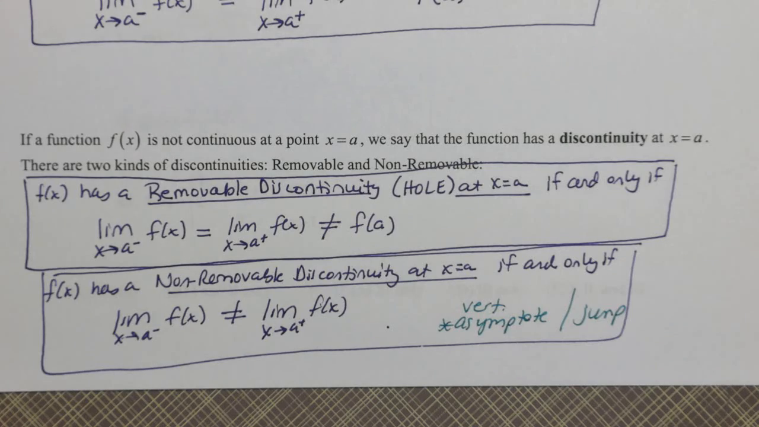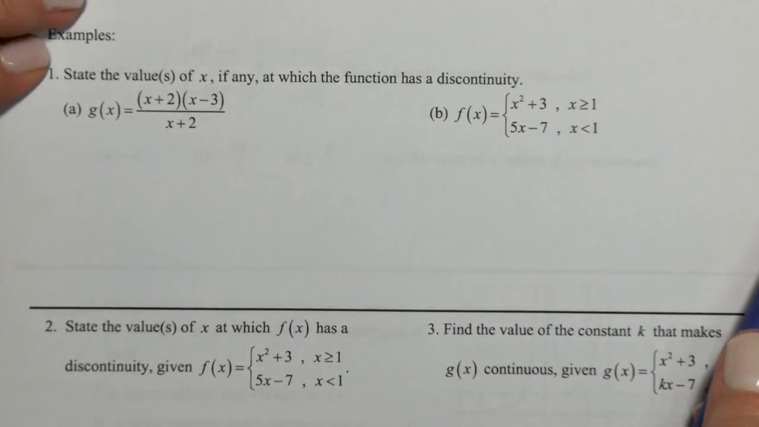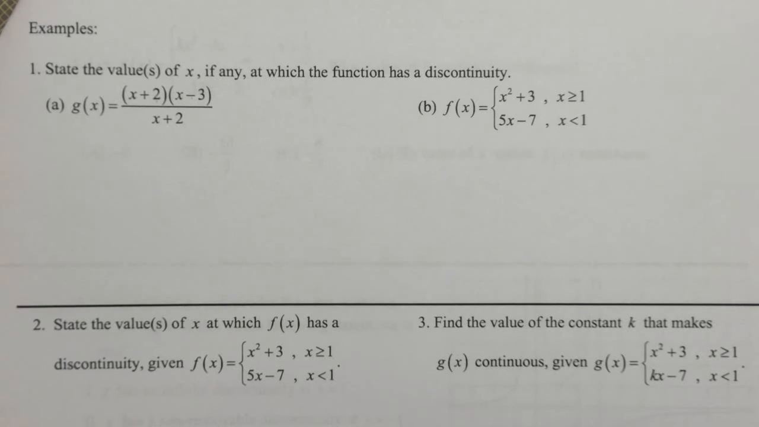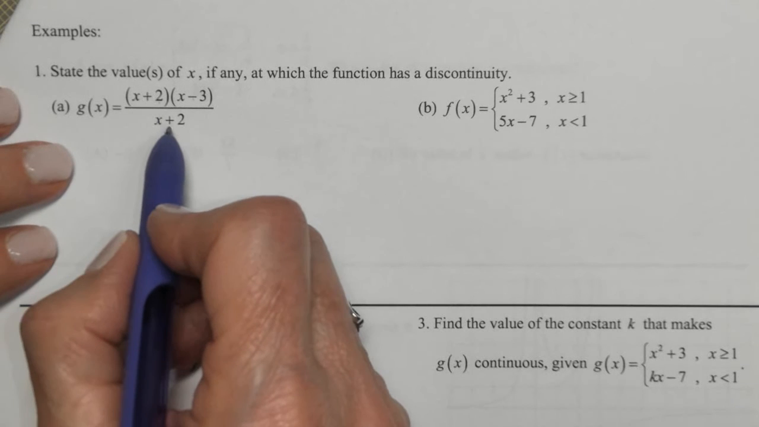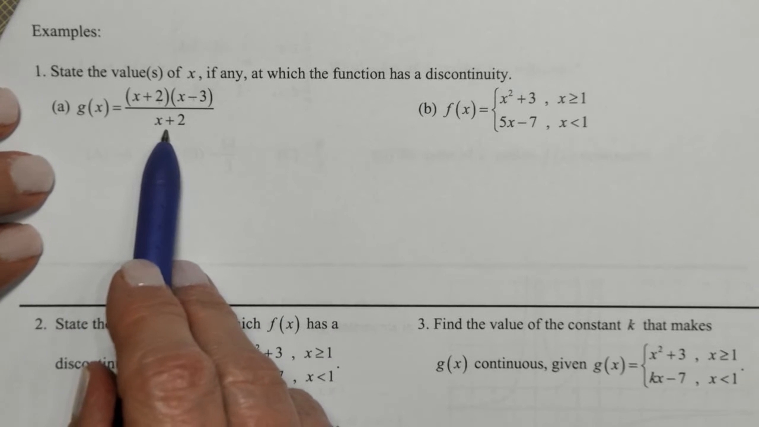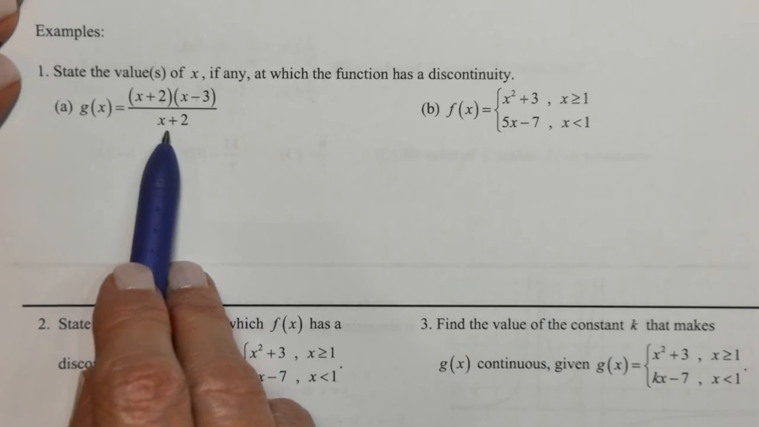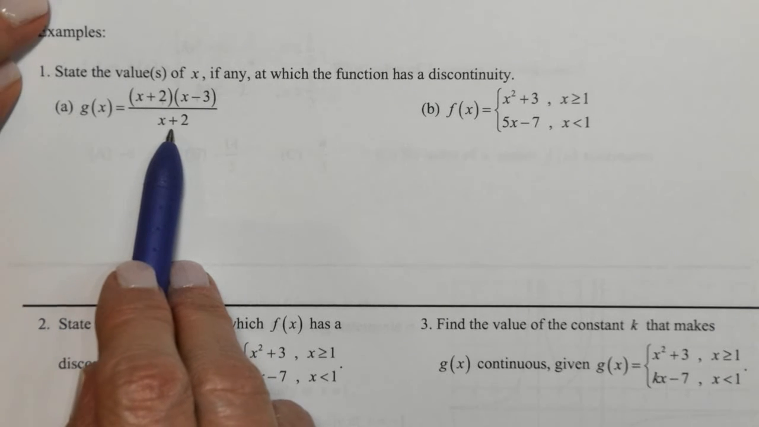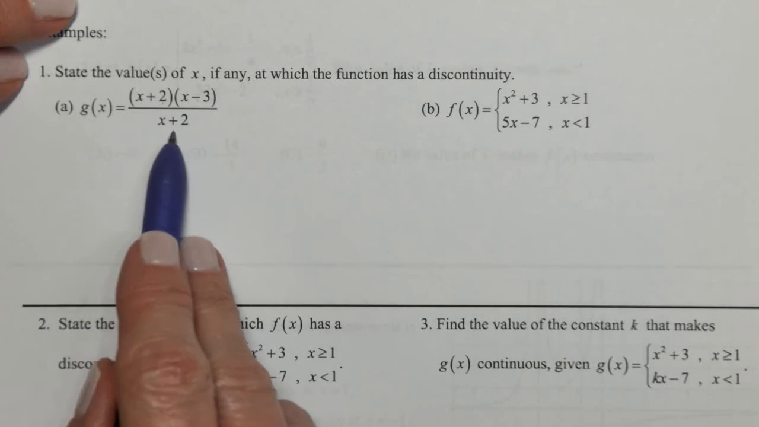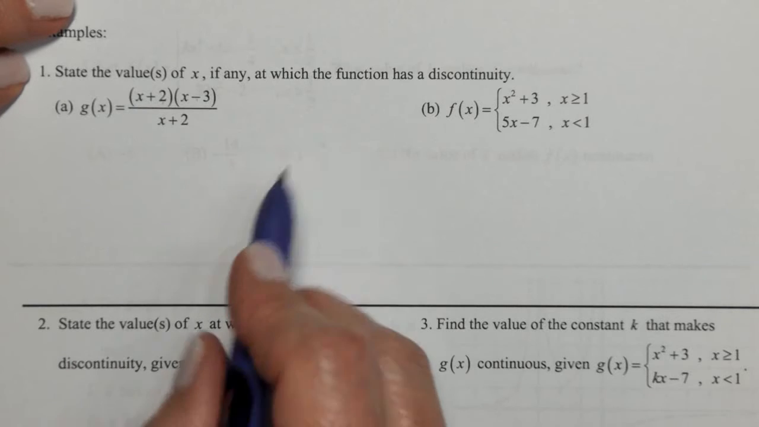Alrighty. Let's look at some examples, how you might be asked questions like this. One question that I could ask you is to state the value or values of x, if any, at which a function has a discontinuity. So know this, a function has a discontinuity if it has a denominator, and if there's an x in the denominator that could make the denominator 0, then the function does have a discontinuity at that value of x. Regardless of if it's a hole, it's still a discontinuity.